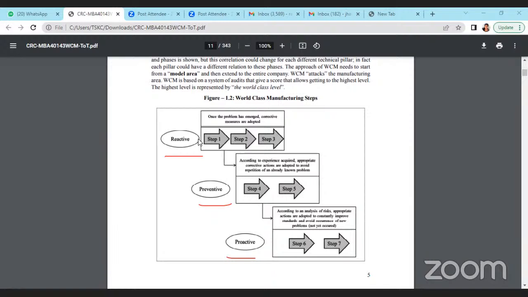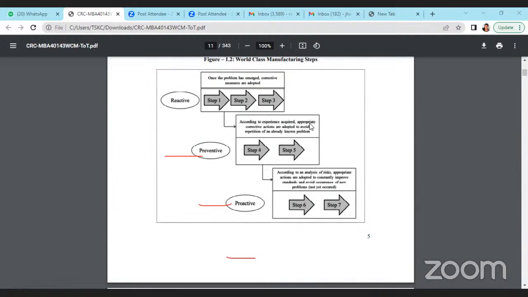Once we have got some problem, next time we will try to avoid or prevent those problems, or see to it that the problems do not arise. So if you just look at here, preventive: according to experience acquired, appropriate corrective actions are adopted to avoid repetition of an already known problem.